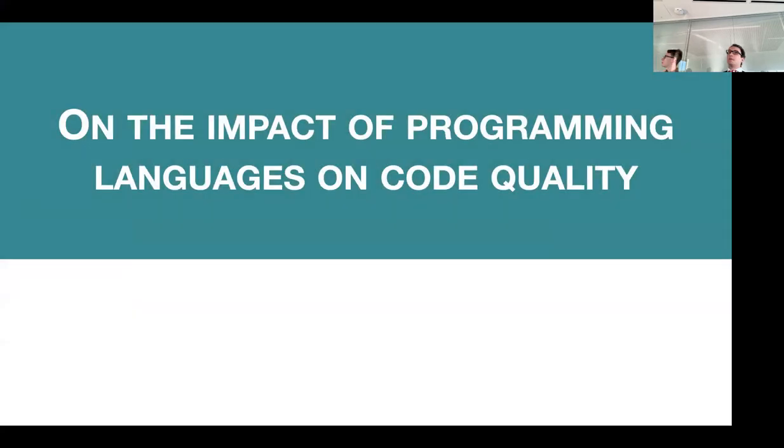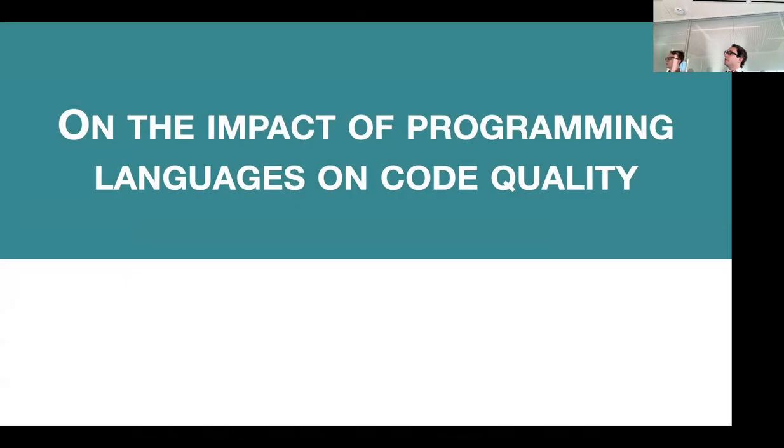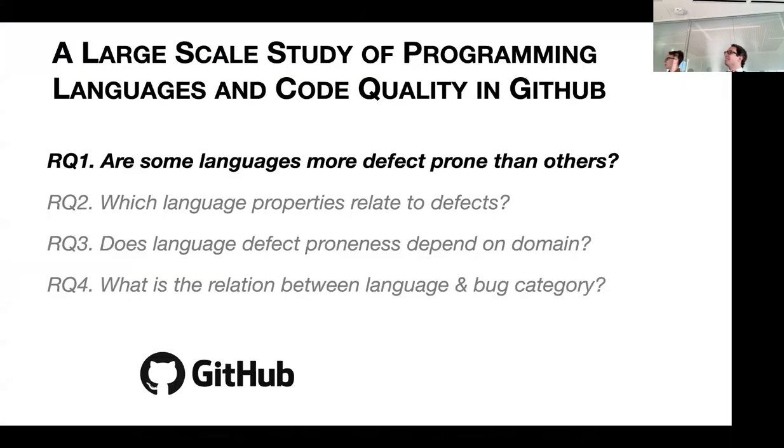Okay, a disclaimer: these slides are mostly not mine, because I also watched the talk for this paper, and it's very interesting. This is a replication study of the paper we were just discussing. It's called On the Impact of Programming Languages on Code Quality. I just need to get the Zoom thing out of my way, sorry. The original paper was what we were talking about, and this replication study targets specifically the most important takeaway from the other paper, which is RQ1: are some programming languages more defect prone than others? This is what they try to replicate in this paper.